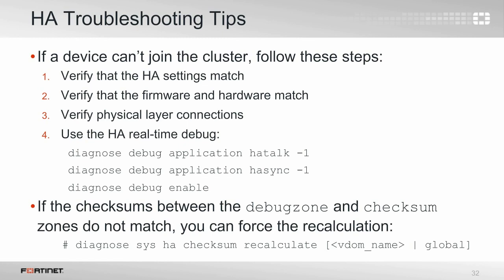If a device can't join a cluster, follow these steps. 1. Verify the HA settings. 2. Verify the firmware versions and hardware models. 3. Verify the physical layer connections. And 4. Use the HA real-time debug while the unit tries to join the cluster. Run the debug both in the primary and the unit with the problem. If the problem is that the checksums between the debug zone and checksum zones don't match, you can try to fix it by forcing the recalculation.